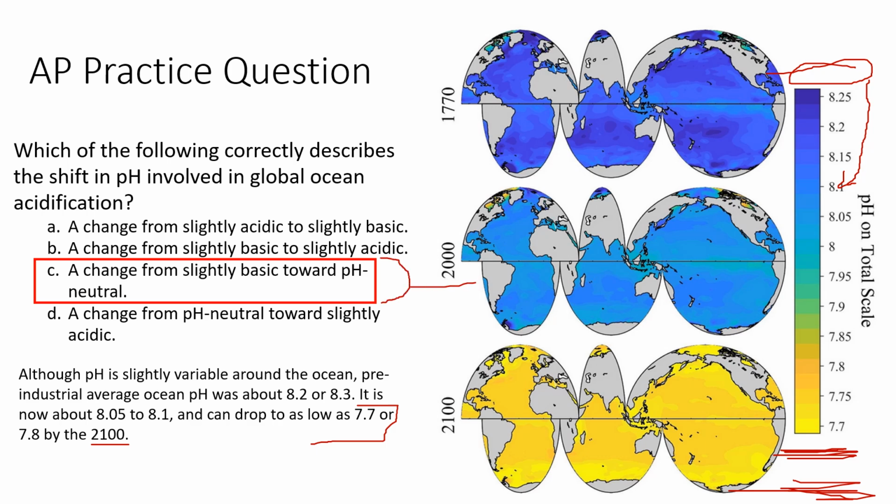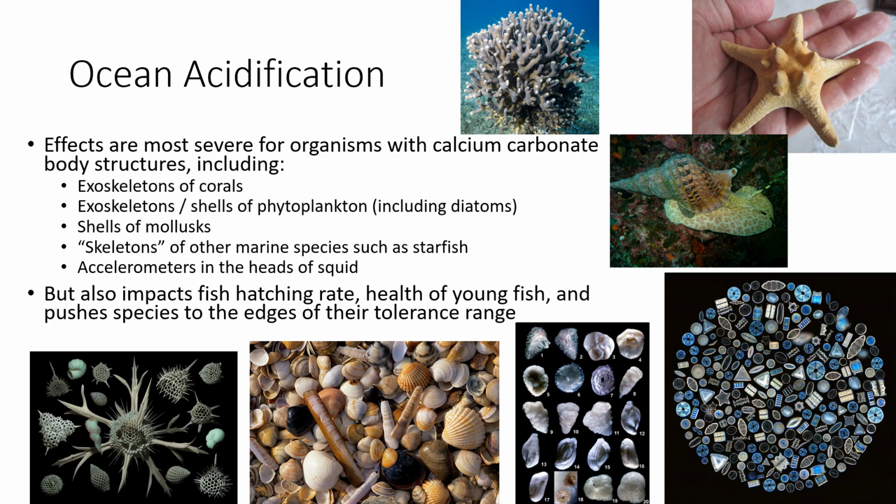Okay. Again, what organisms are going to be affected? They're the ones that form calcium carbonate shells or exoskeletons. Those include the exoskeletons of corals, like why we're talking about it here. The exoskeletons or shells of phytoplankton. The ones that I want you to know are not necessarily diatoms, because most of them form silicate shells, meaning that they're made out of essentially glass. But coccolithophores and foraminifera, those are the ones that we talked about earlier on in the school year.